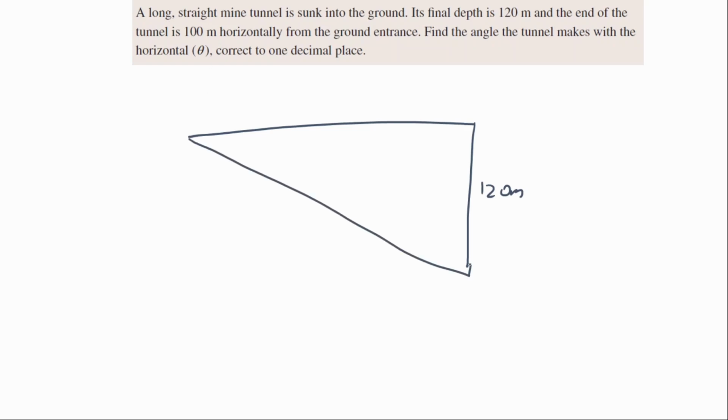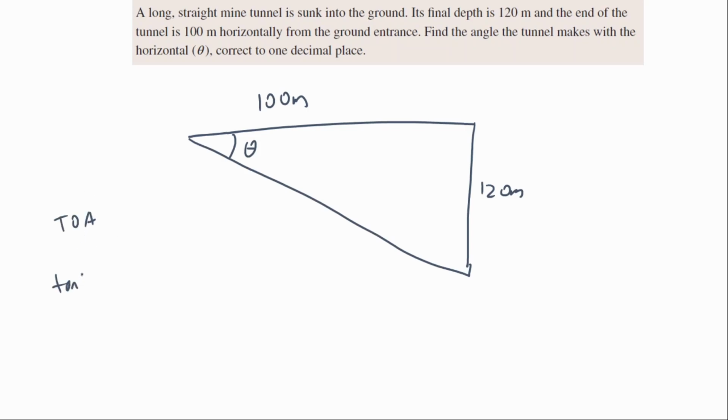So horizontal means left to right. So the end is going to be 100 meters horizontally. Find the angle the tunnel makes with the horizontal. So we want to find out that angle there. So I'm going to label that as theta, like so. And now we need to find out what that angle is. So I've got the opposite and adjacent. We know it's not the hypotenuse because that's the longest side there.